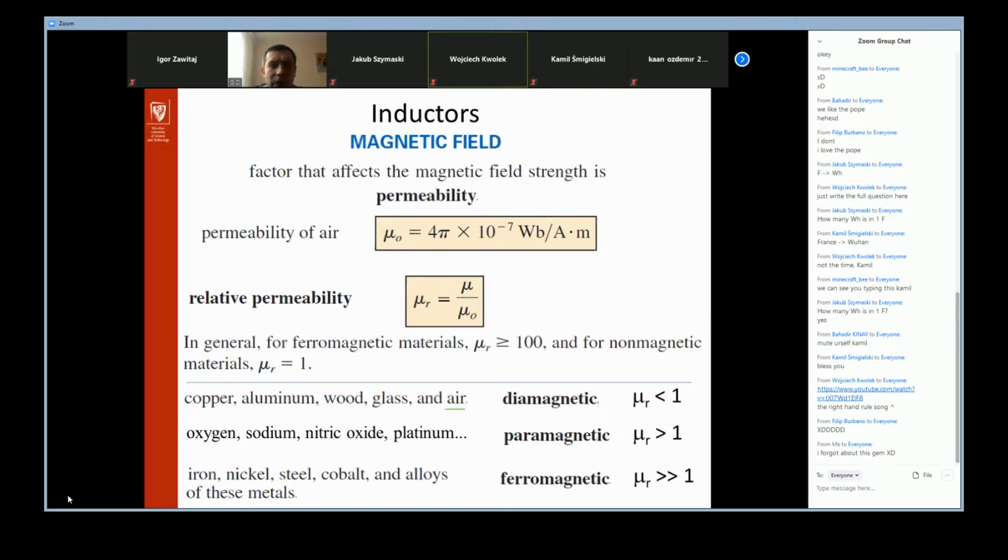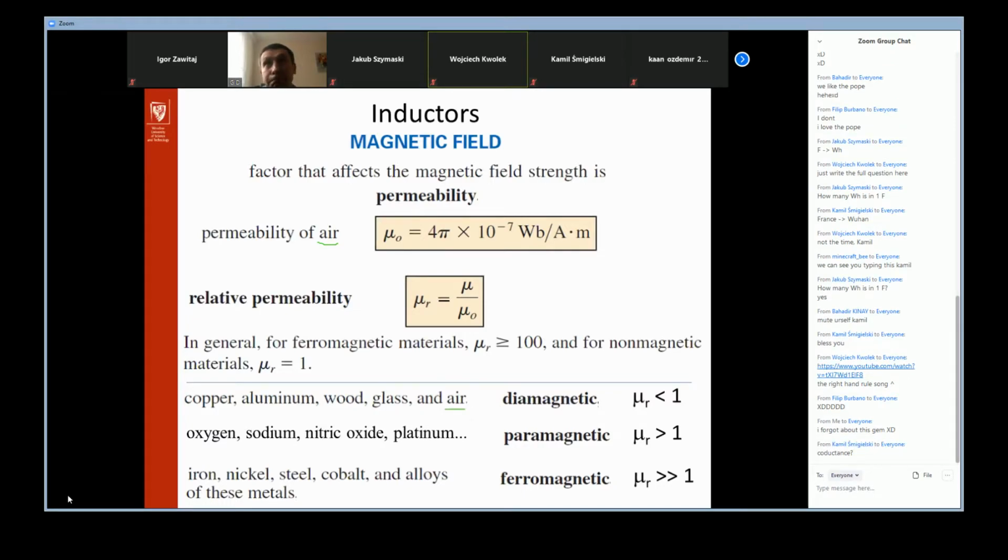So if the relative permeability of a material is higher, it means this material is better. How can I say it? That material is like an inductor for the magnetic field. Yeah. Okay.